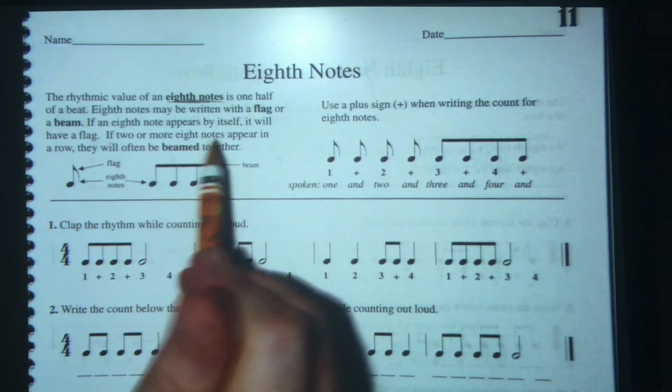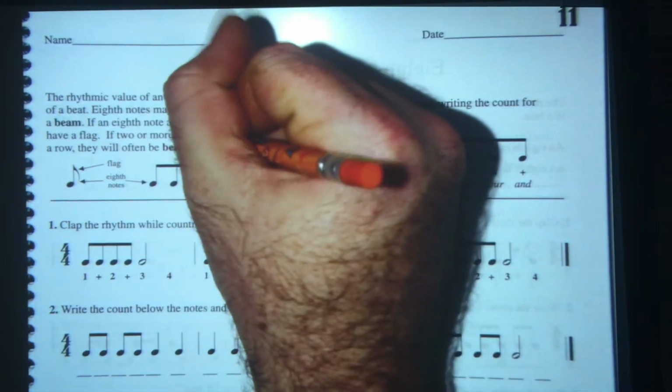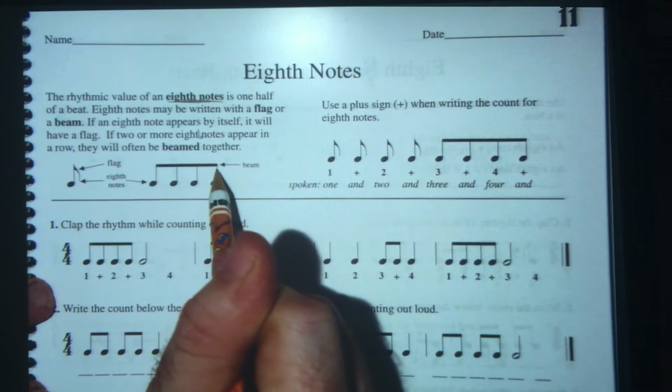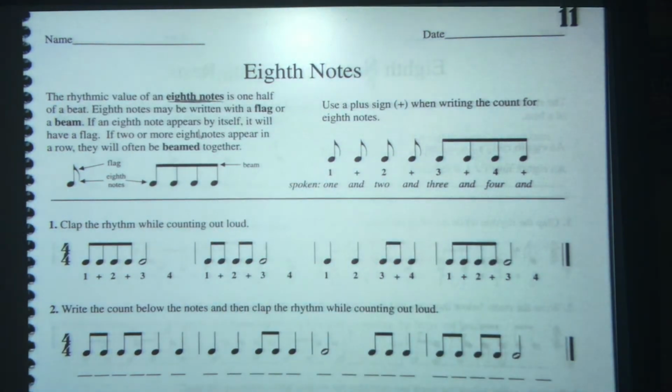If two or more eighth notes appear in a row, they will often be beamed together. They do that so that it's easy on the eyes, but you can tell that they're twice as fast as a quarter note.